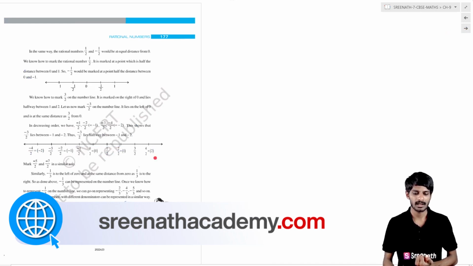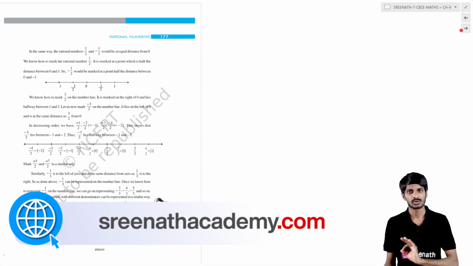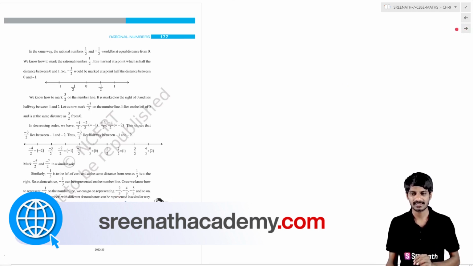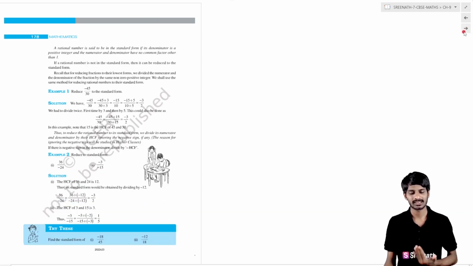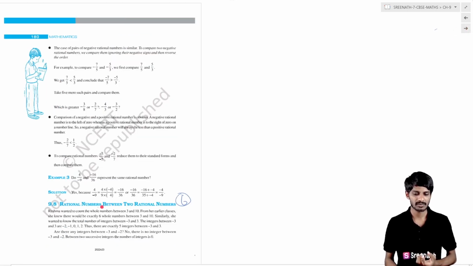And the fourth topic is rational numbers in standard form. Basically what is the standard form, and what are the conditions for a rational number to be in standard form. We are going to learn about that in the fourth topic. And the fifth topic is comparison of rational numbers: how we will compare the rational numbers. And the sixth topic is rational numbers between rational numbers. We are going to find out those.